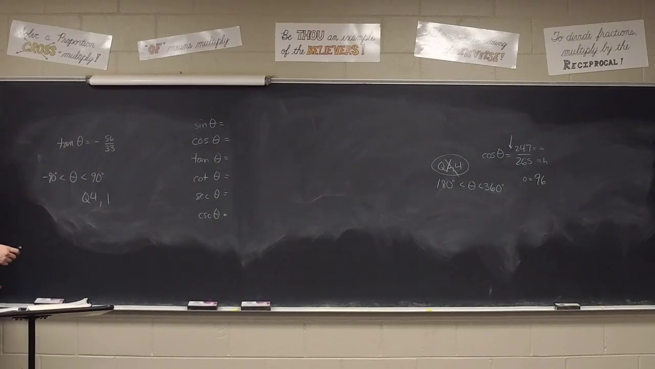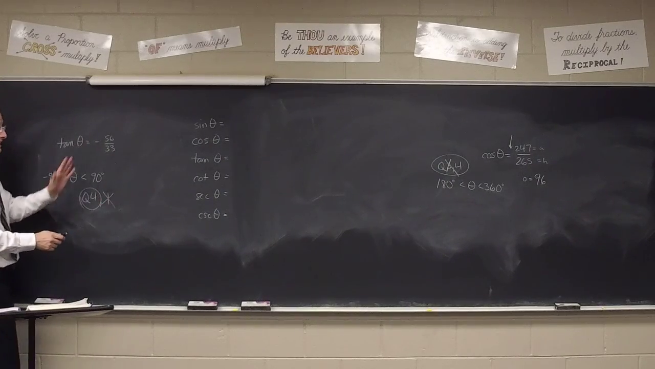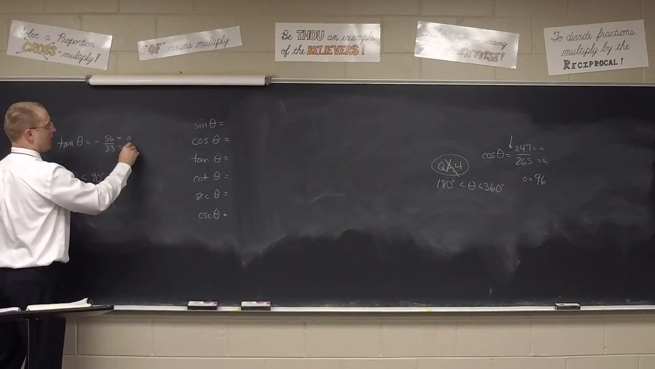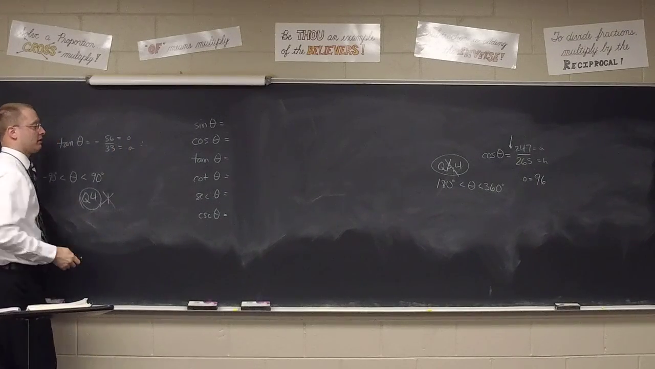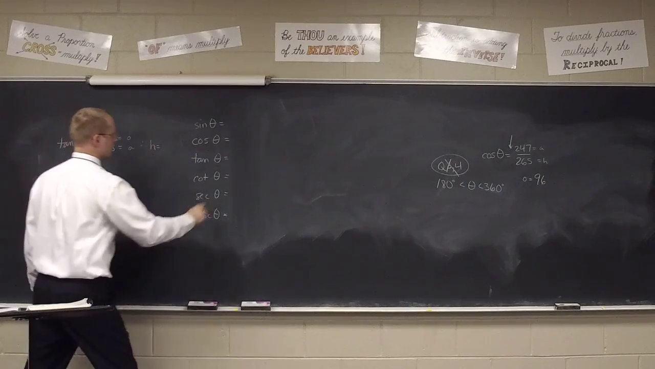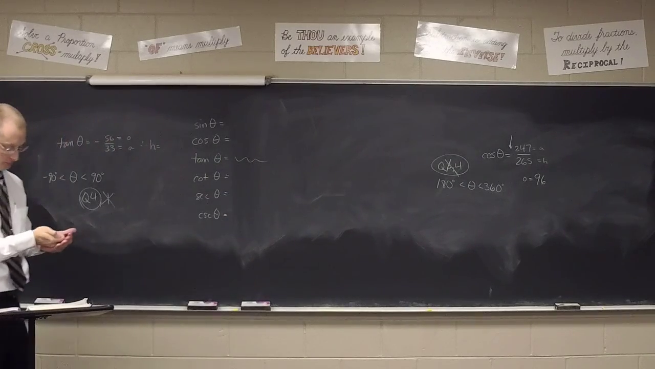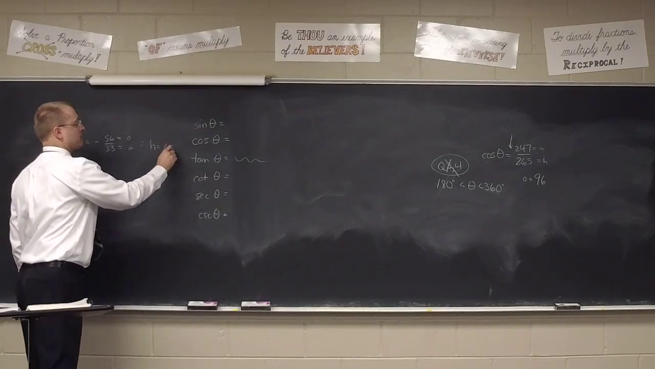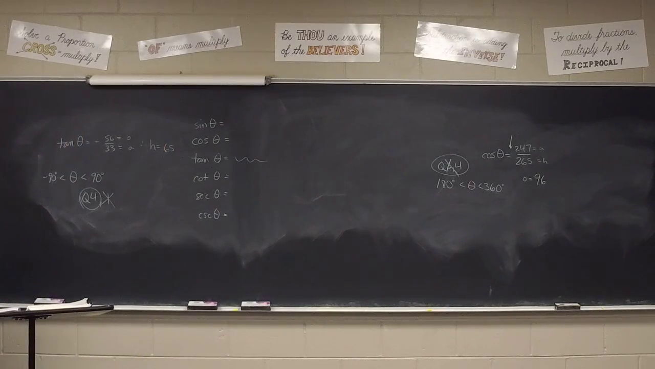Tangent's negative, though. So class? Fourth quadrant. Because in first quadrant, of course, tangent, like everything else, is positive. Tangent's 1 over what? And therefore, we're missing, once again, the hypotenuse. Find it at your seats. 65. Good, you get a hypotenuse of 65. So at your seats, find the trig ratios. Remember, you're in the fourth quadrant.